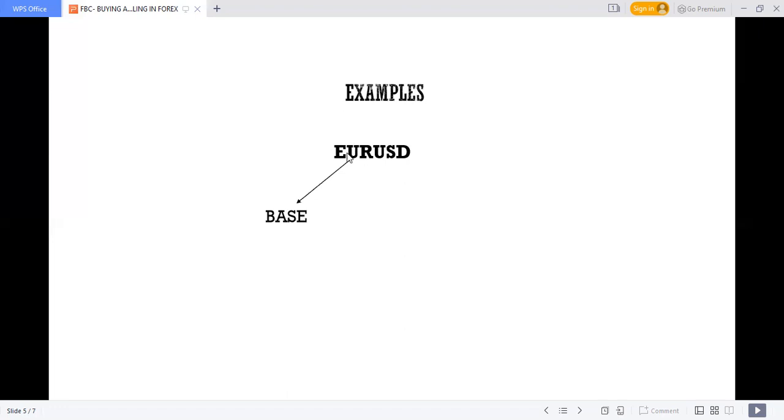So when you have a currency pair like this, one currency in front and the other behind, the first one of this currency pair is called the base currency. The second one is referred to as the quote currency.